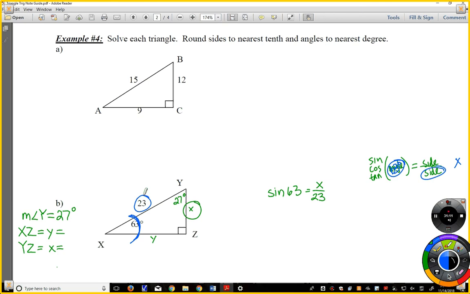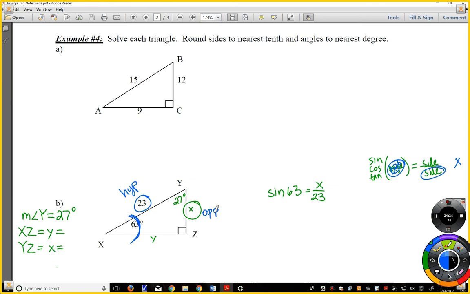So when I look at this picture, if I'm using this angle to help me find x, and I'm also going to have to use 23, label the pieces that you have. The 23 is the hypotenuse. And if I'm using this angle, the x is opposite. So then I see why, if I'm going to use this angle, x and 23, I have to use sine and not cosine or tangent.